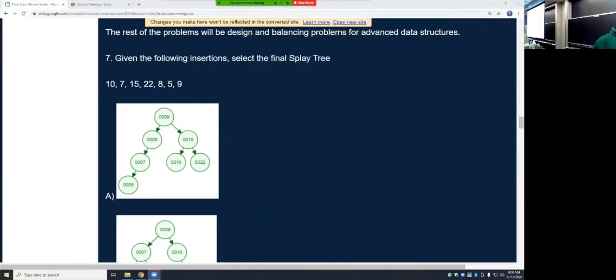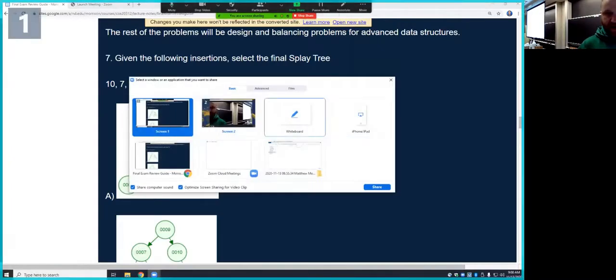Given the following insertions, select the final splay tree. And our insertions are 10, 7, 15, 22, 8, 5, and 9.